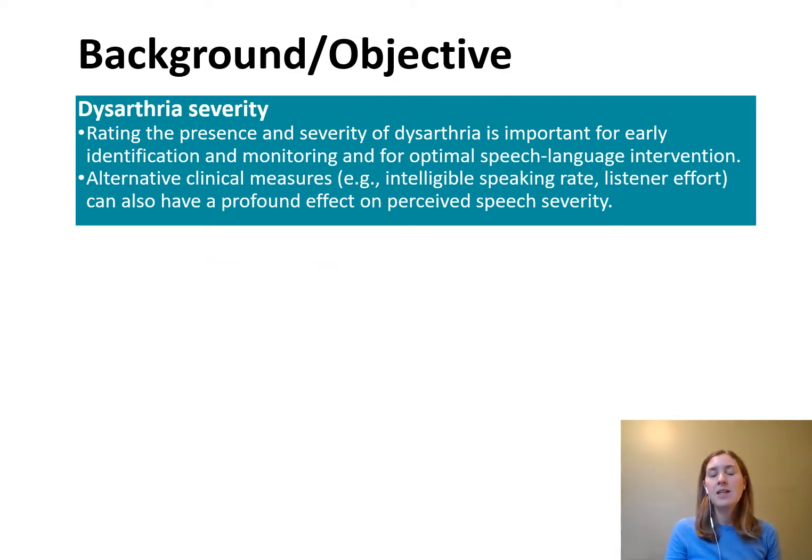People with ALS typically develop bulbar symptoms throughout the course of the disease, often leading to dysarthria. Rating the presence and severity in dysarthria is important for the early identification and monitoring of bulbar involvement and for optimal speech-language intervention. While the understandability of the speech signal has often been used as a proxy for dysarthria severity, other characteristics such as speech naturalness and listener effort can also have a profound effect on perceived speech severity.